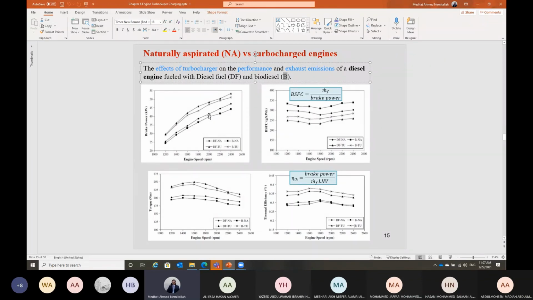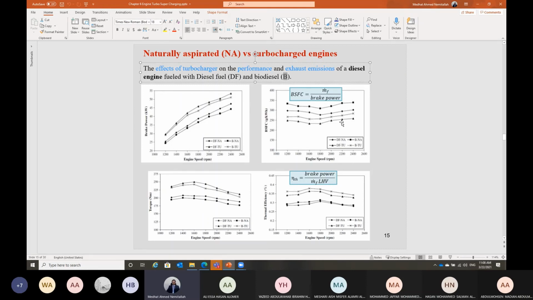If you look at 2000 RPM, the naturally aspirated engine will be giving a power of about 40 kilowatt, but the turbocharged will be giving a power very close to 50 kilowatt. So 50 minus 40, it will be 10 over 40. That means we have about 25% increase in the power output of the engine. So if we have a turbocharged engine running at 2000 RPM, the engine should have an increase in power output of about 25%.